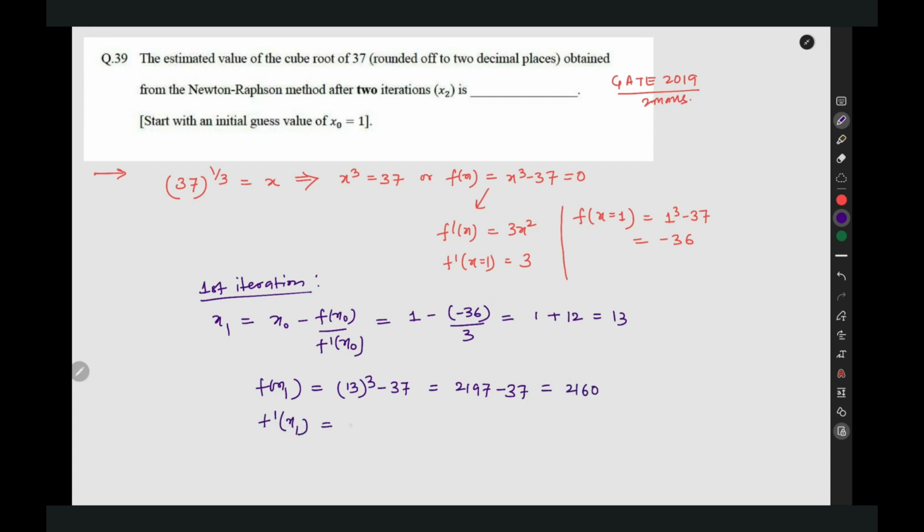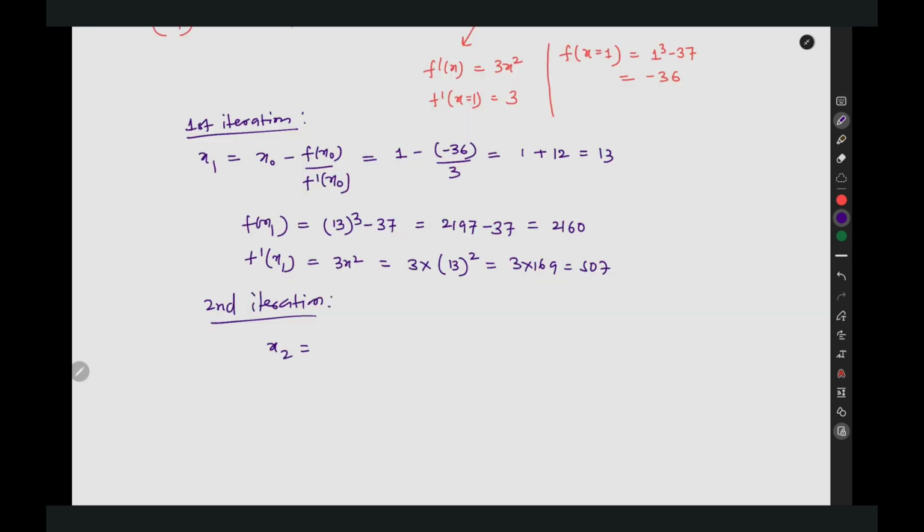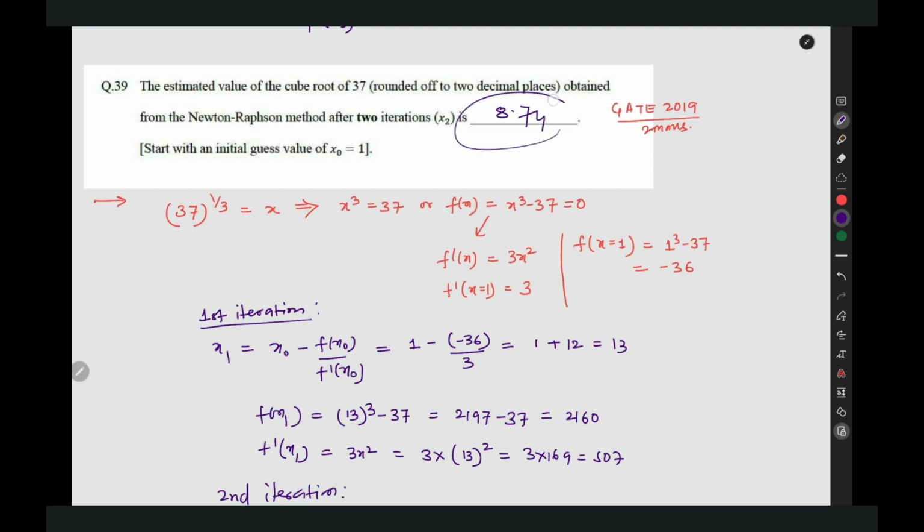F dash of x1 is 3x square, 3 into 13 square, 3 into 169. It's 507. Second iteration, x2 equal to x1 minus f of x1 divided by f dash of x1. So it will be 13 minus 2160 divided by 507. So it will be 8.7396, approximately 8.74 up to 2 decimal places. 8.74 is the correct answer for this question. Now moving to the next question.